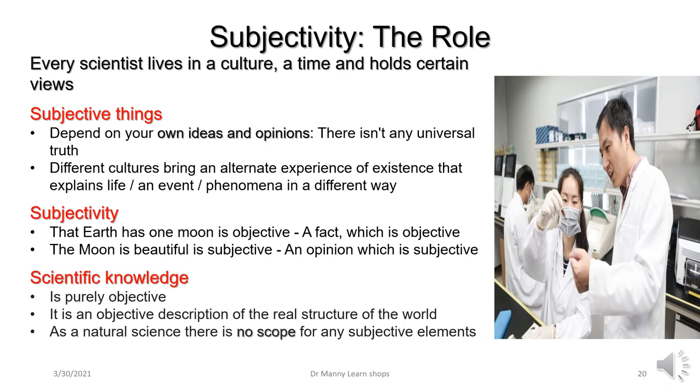Scientific knowledge, however, is purely objective. It's an objective description. The Earth has only one moon. The moon is definitely cylindrical. There's no life on the moon. It's an objective description of a real structure of the world. And as a natural science, there's no scope for any subjective elements. Scientific knowledge does not include subjective data. It has to be observable, experimented with, measurable.